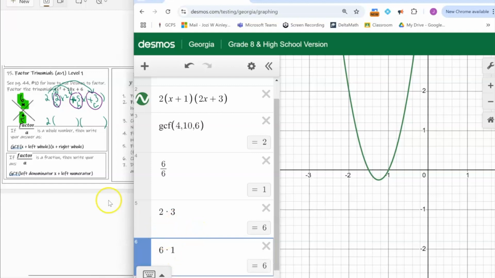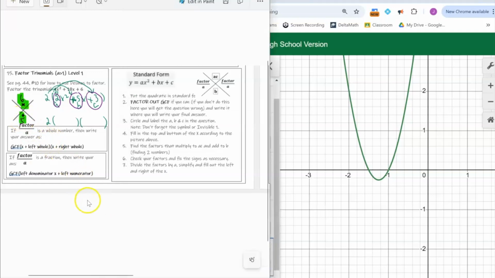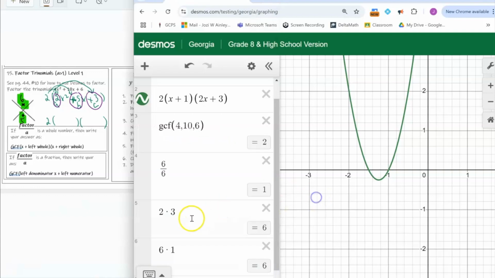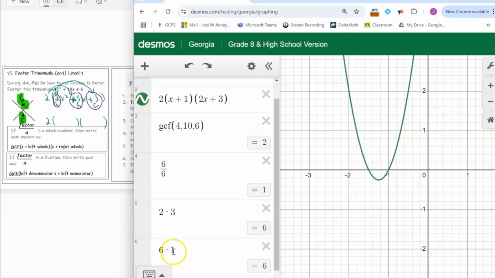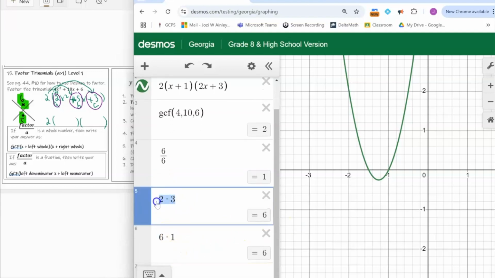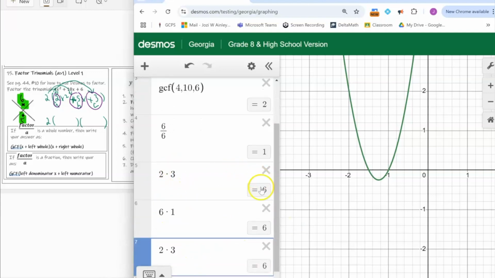So these are my factors, right? But they also have to add up to 5. So it says find the factors that multiply to AC and add up to B. All right, so now all I have to do is change the signs so that they can add. I know both of these multiply to 6. So this is 2 and 3. Remember, they already multiplied to give me 6. I now need to add them to give me 5.